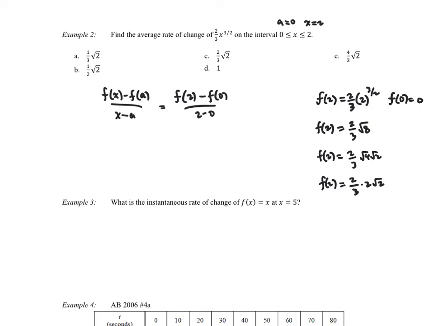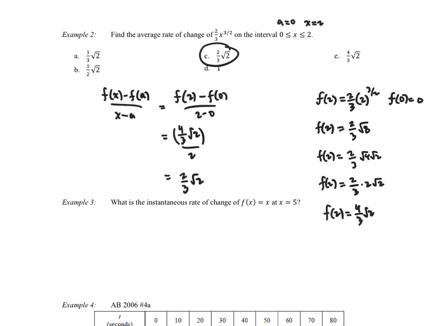Okay, so f of 2 is equal to 4 over 3 root 2. So I'm going to put that into my equation here for the average rate of change. So 4 over 3 root 2 minus 0, which I'll just leave as 0, or not there at all, divided by 2. And when I divide by 2, the 4 reduces, giving me 2/3 root 2. So it looks like our answer here is C. All right, let's move on.